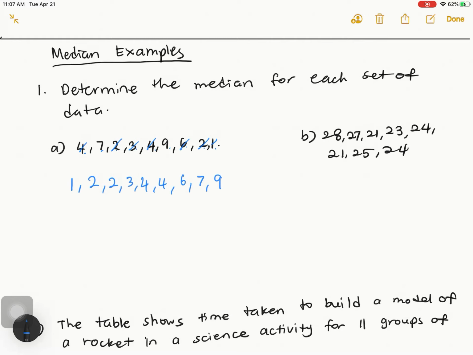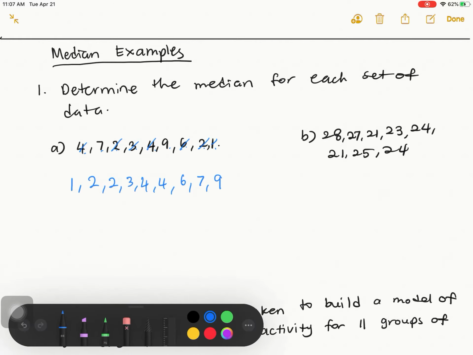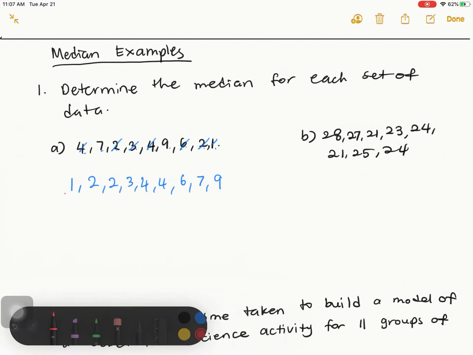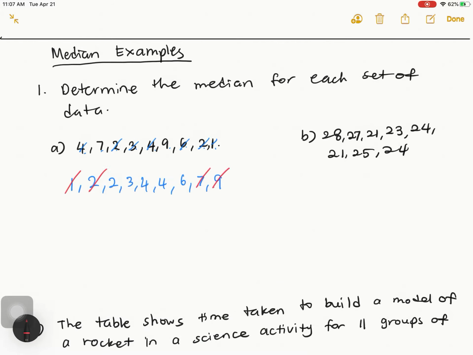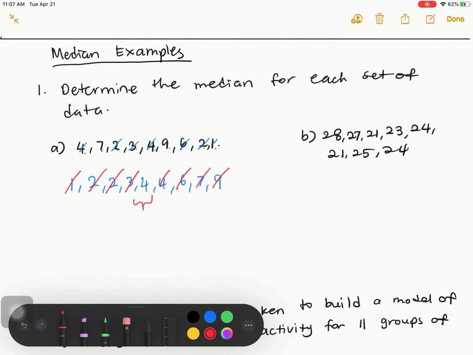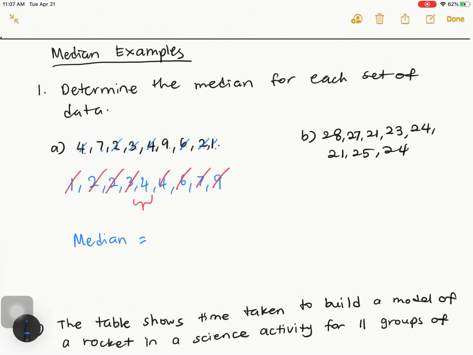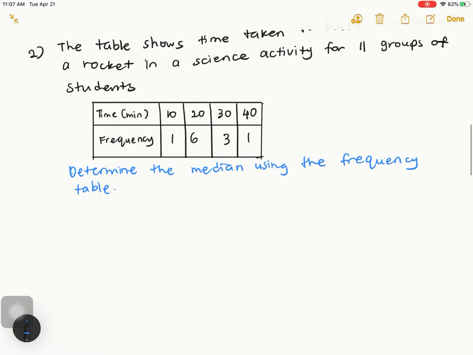How many data do we have? 1, 2, 3, 4, 5, 6, 7, 8, 9. So this is an odd number of data, right? So we have to find the position of the median, just in the middle of the data. The other way of finding it is by pairing off 1 and 9, 7 and 2, 2 and 6, 3 and 4. We are finding the median from the data. Just by eliminating the first number and last number, and then going to the center, we get one number, which is equal to 4. So our median is 4.